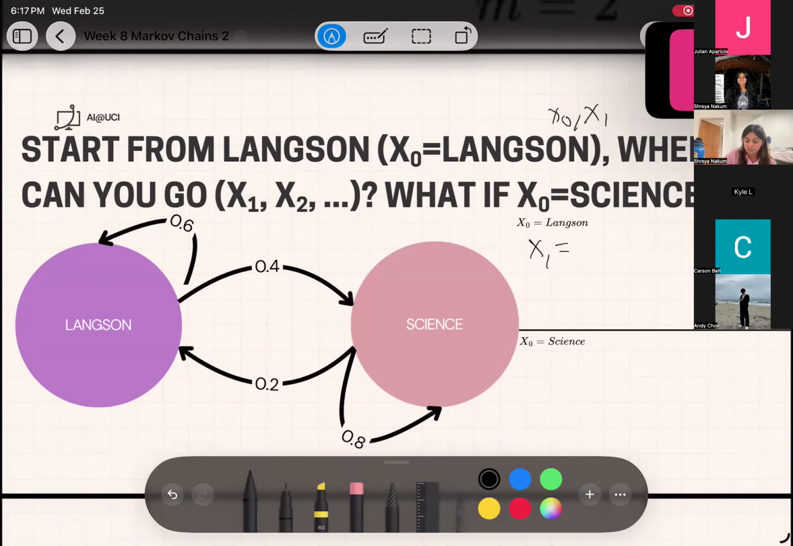X1 could be science or Langston, 0.8 for science, 0.2 for Langston. Yeah. If we're starting at Langston, we have 2 places we can be. We can either stay at Langston or go to science. How about if we started at science? What can x1 be? Science or Langston. Yeah, exactly. It can be science or Langston.